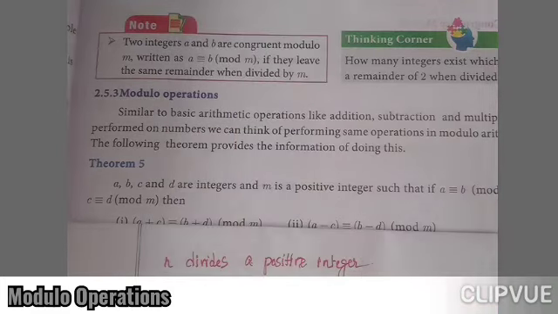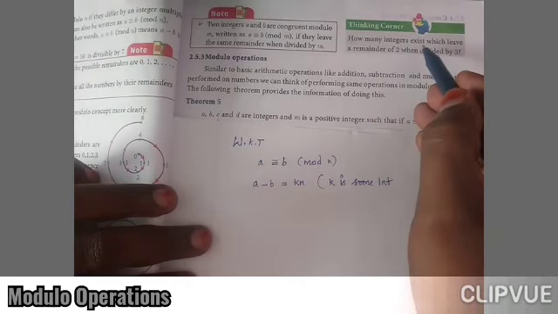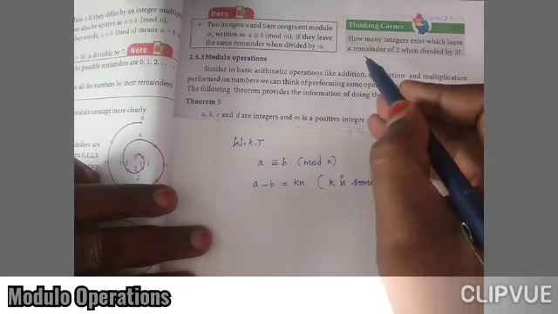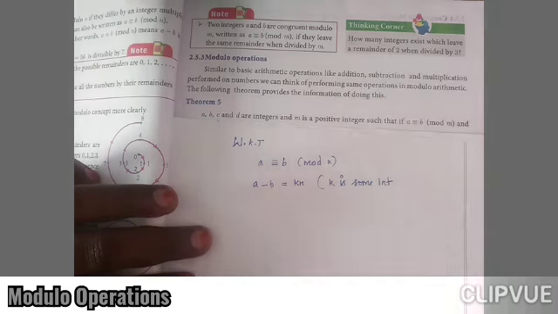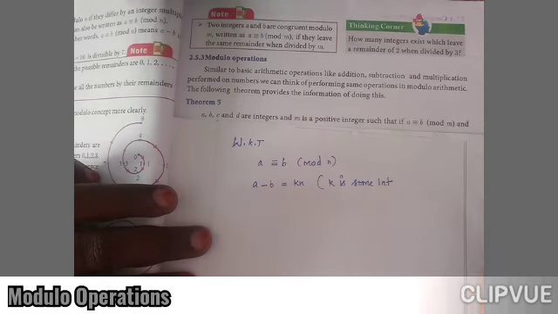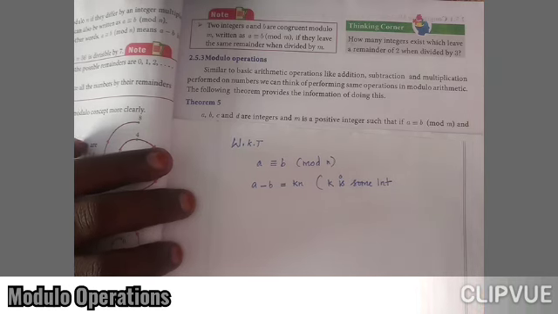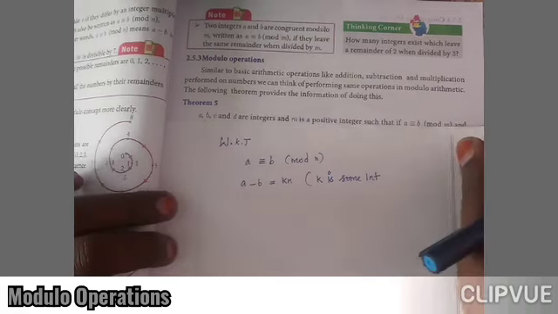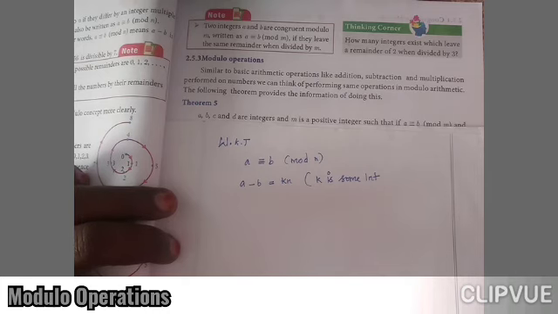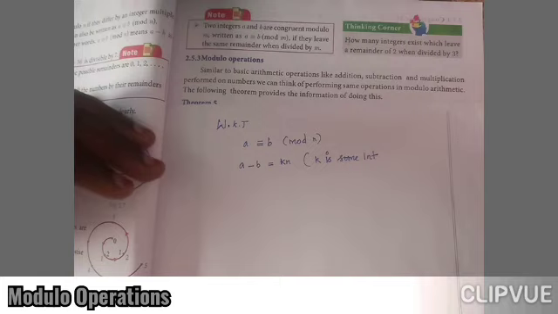Okay. So now, how many integers exist which leave a remainder of 2 when divided by 3? So the divisor is 3 and it leaves a remainder 2. What are the numbers? Which numbers leave remainder 2 when divided by 3? That is the question here. It is very easy. If you take 5, when you divide by 3, what is the remainder? 2.